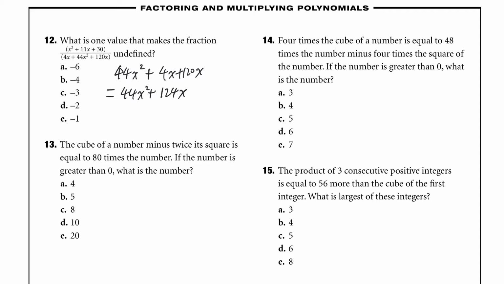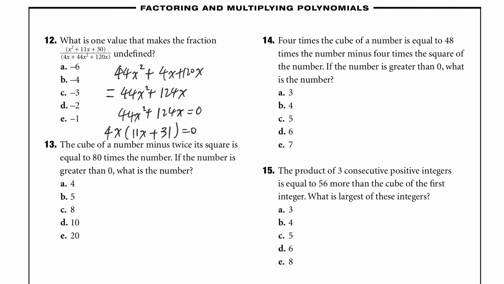124x. Now I want to set this expression equal to 0, because that way the bottom of this fraction will become 0 and the fraction will be undefined. I'm going to factor this expression. I can take 4x out, so I have 11x in the front, and then the second term I can factor by 4, so that's 31, is equal to 0.